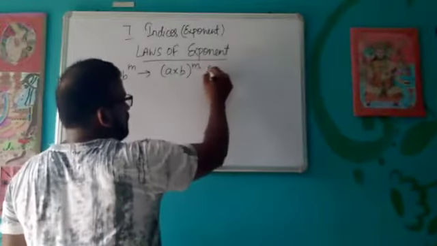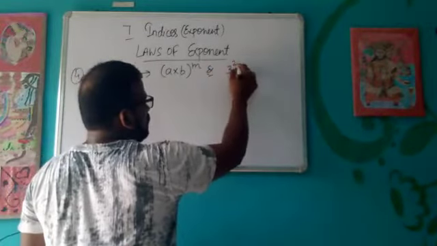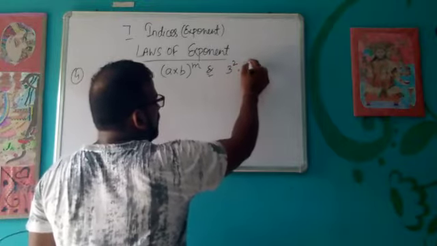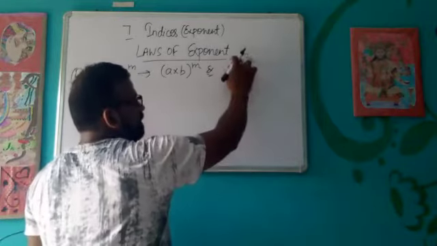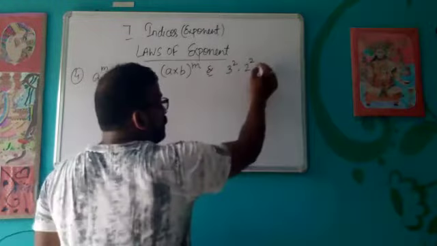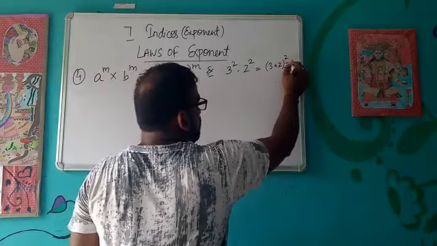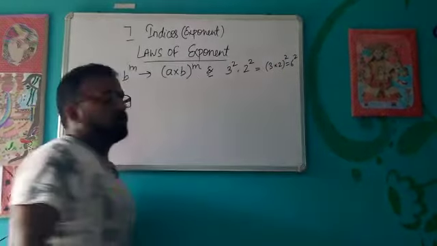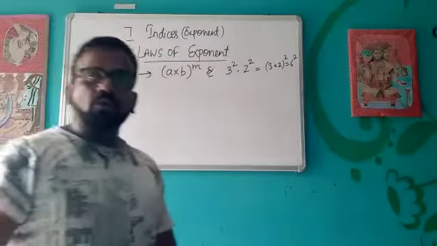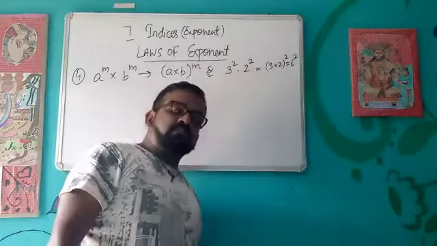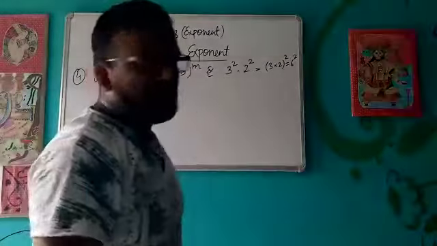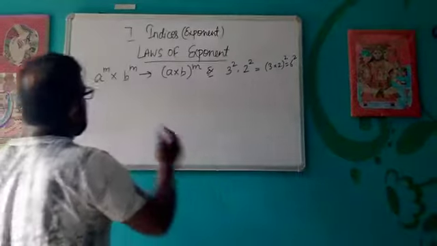For example, suppose it is written 3 to the power 2 into 2 to the power 2. In this case the exponents are the same, so you can write it as 3 into 2 to the power 2, or it becomes 6 square. The previous product law was for when the bases were the same. This product law we will use when the exponent is the same.